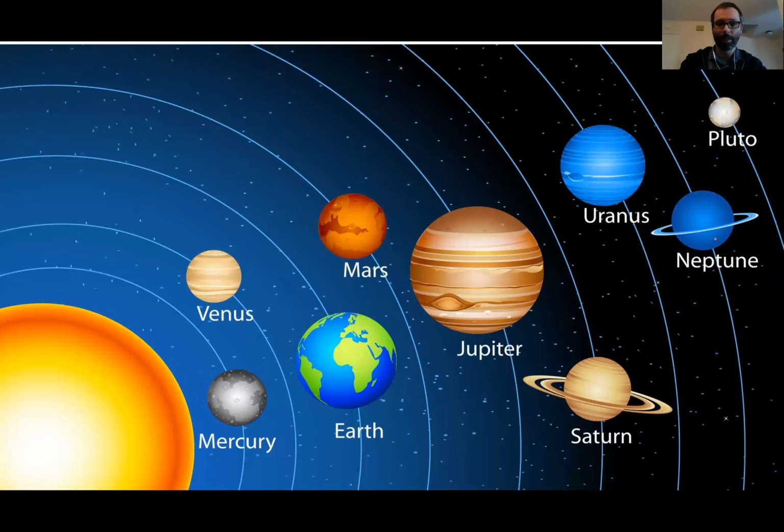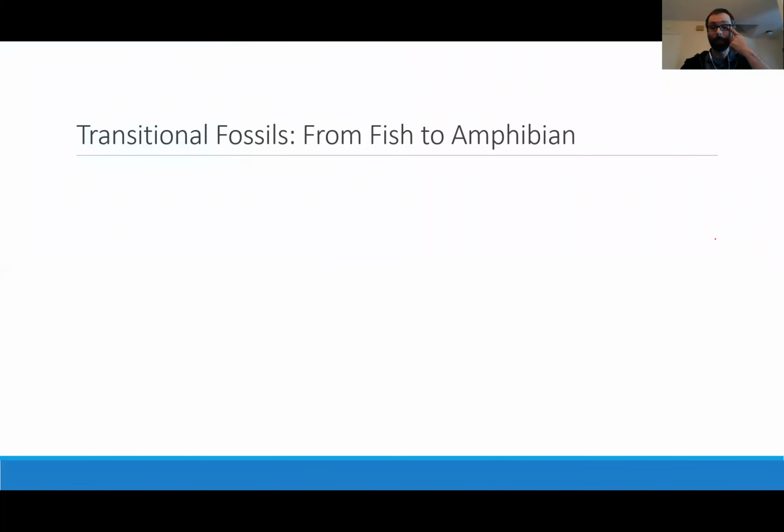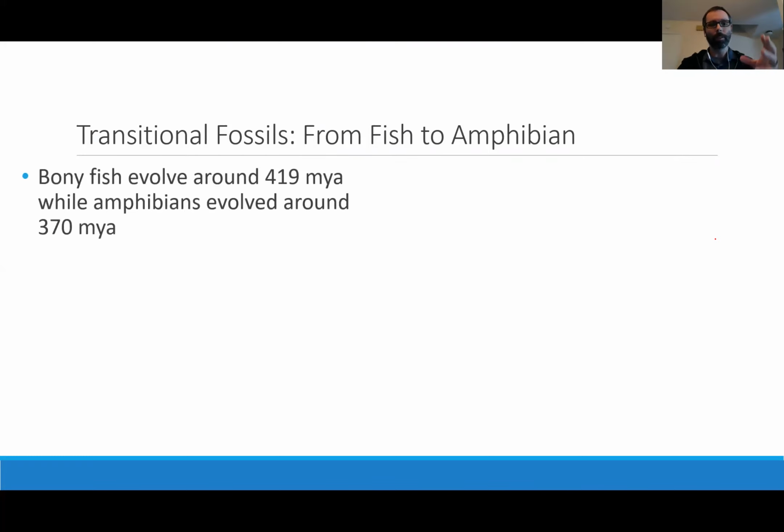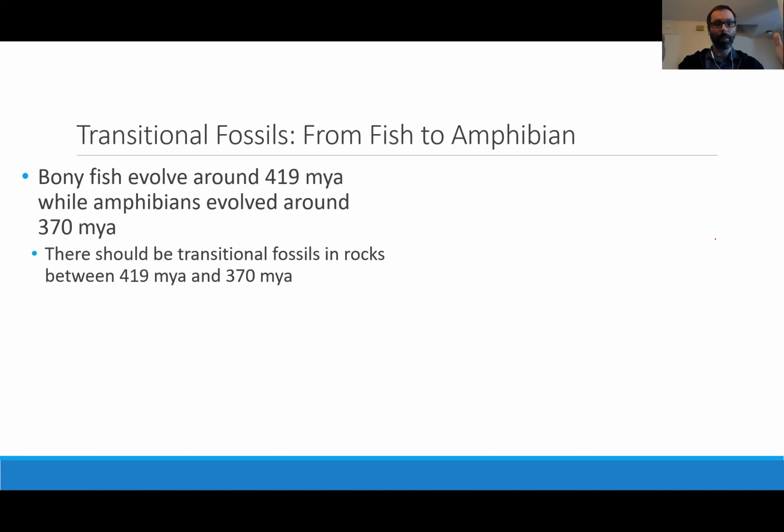Now, back to the sciencey part here, the biology part, the evolution part. We know that bony fish evolved around 419 million years ago, right? So they're really old. And then amphibians evolved later on, which is 370 million years ago. So there's like a 50 million year gap right there. There should be some sort of fossil in between those times where there's something that's kind of a fish and kind of an amphibian.